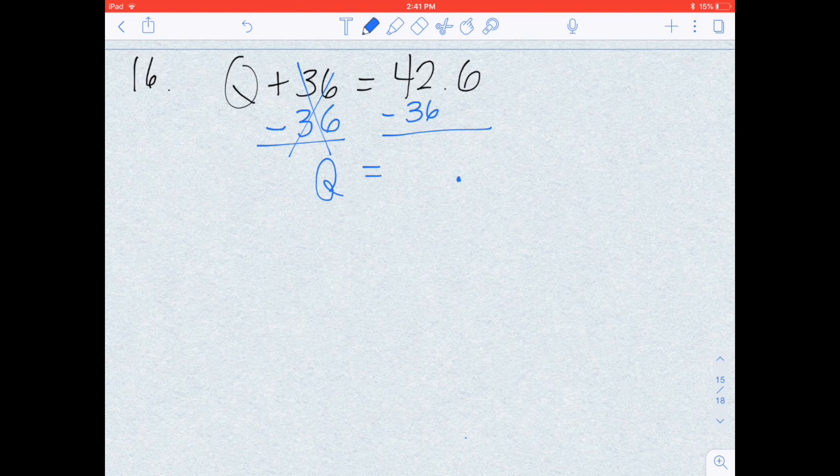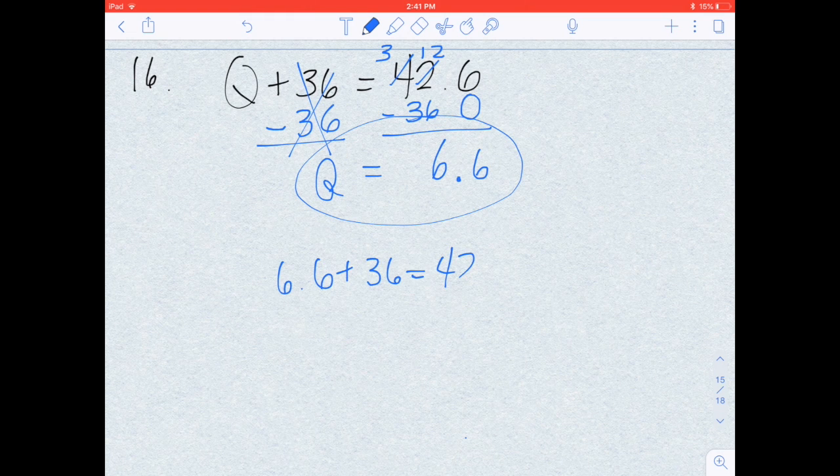I could put a 0 here, right? So 6 minus 0 is 6. This is 12, that's 3. 12 minus 6 is 6. So q equals 6.6. And I check my work and say 6.6 plus 36. Does that equal 42.6? Well, it does. So, yay, good job.